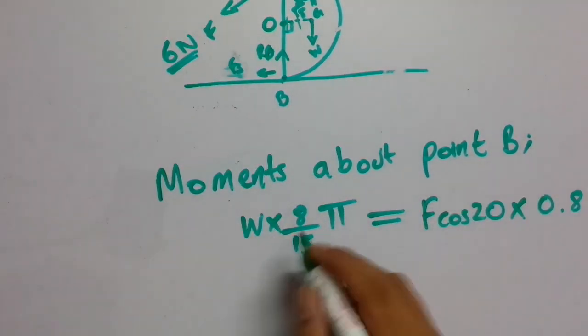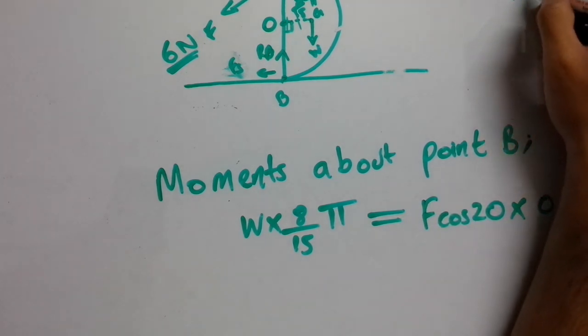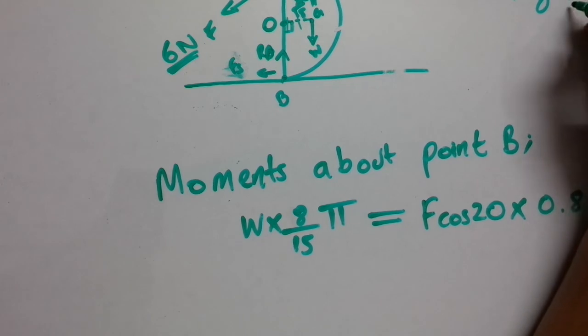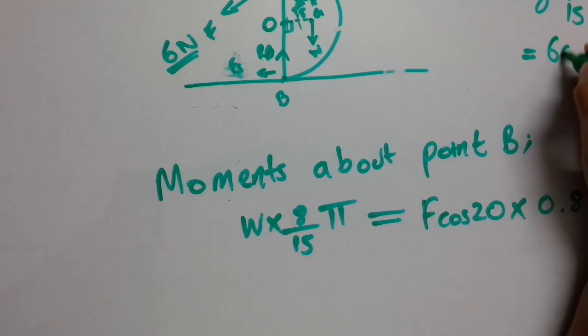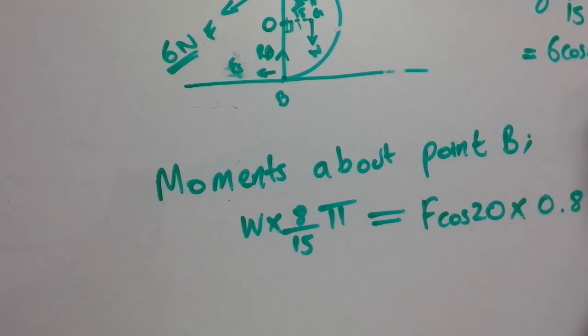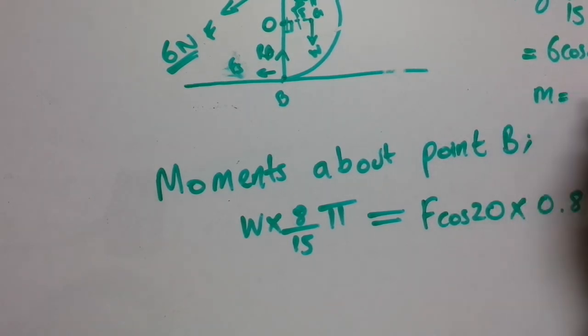So simplifying this, we get mg into 8 upon 15 pi, that is equal to 6 cos 20 into 0.8. We just have to find m. Doing the algebra, you get m as 2.65 kgs. That is the answer. Always give your answers to 3 significant figures. End of question.